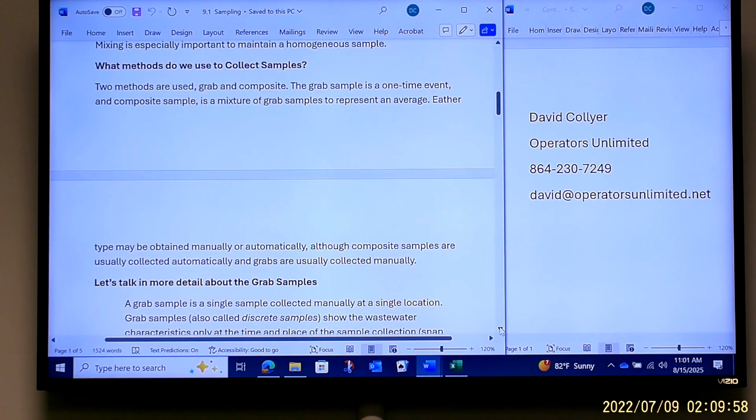What methods do we use to collect samples? Two methods are generally used: a grab and a composite. The grab sample is a one-time event. A composite sample is a mixture of grab samples to represent an average. Either type may be attained manually or automatically, although composite samples are usually collected automatically and grabs are usually collected manually.